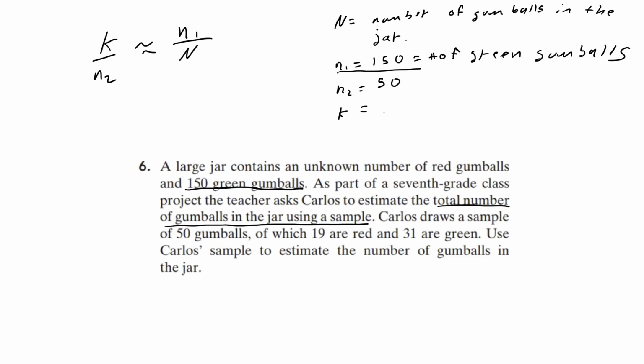Then N is equal to 31,500 green gumballs divided by 31. And the calculator tells me that this is 241. And then we can set up our proportion. In our sample, we had 31. This is only an approximation, so you can round off to wherever makes sense to you.